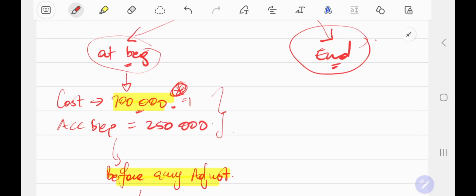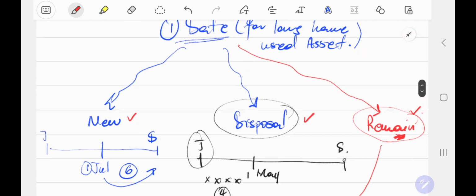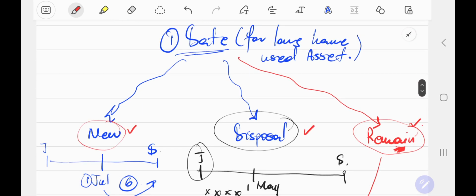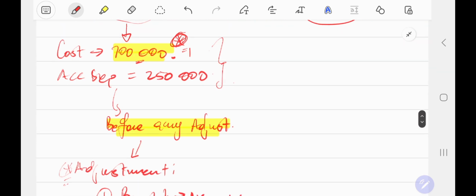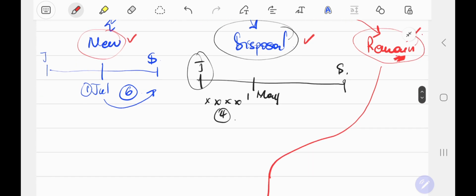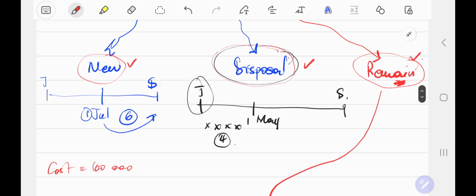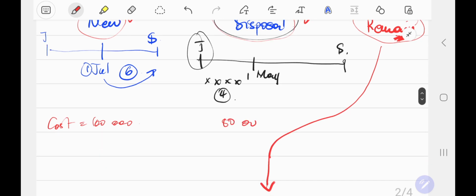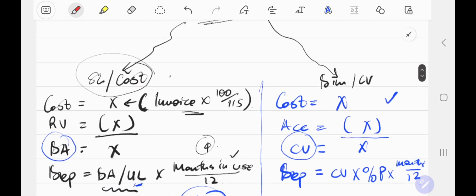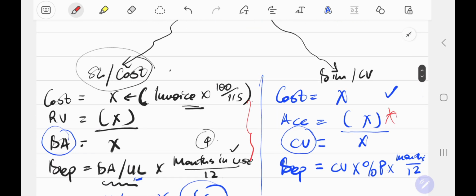So when you calculate the depreciation, remember I just said that you are going to separate the depreciation of the new asset, the old asset, and the remaining assets. When you calculate the depreciation for the new, you are going to use the cost of 100,000. And when you calculate the depreciation of the disposed, you are going to use the 80,000 there. And if there's a residual value and whatever, follow this process here or this one, depending on the question.